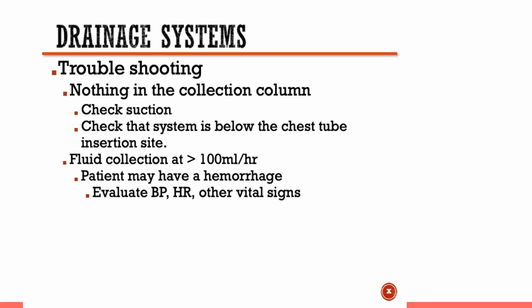All right, other troubleshooting: if there's nothing in the collection column, possibly there's just nothing there anymore, but you want to make sure your suction is set appropriately. Make sure that the system is below the chest tube insertion site, because it is gravity dependent. This is where I read that if you have greater than 100 mL per hour, there might be a hemorrhage going on. Just make sure they're not losing a large amount of fluid through the chest tube, because overall that's going to hurt their blood pressure and their heart rate. So you want to make sure that you're checking all that too. You don't want them to lose too much fluid.